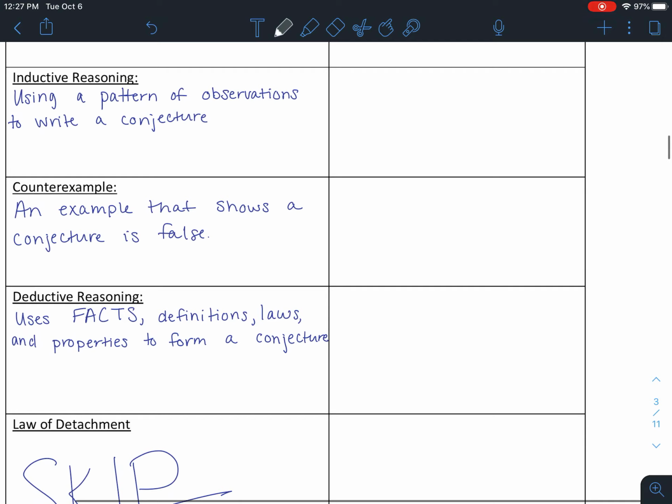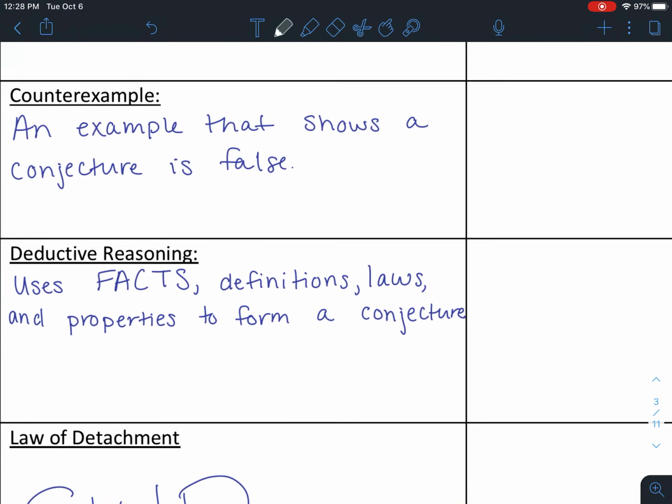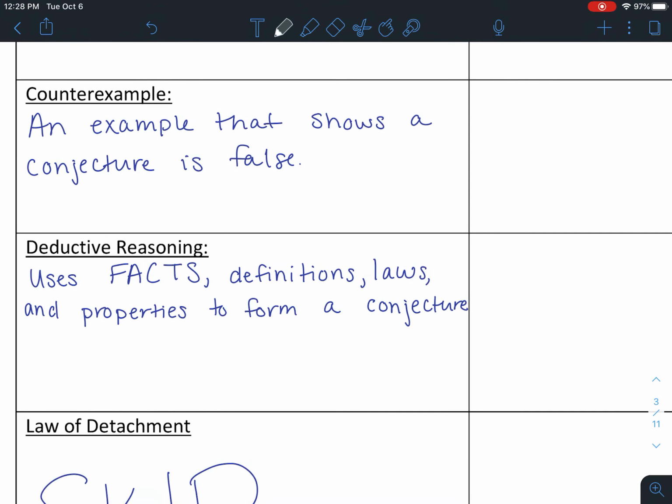Deductive reasoning is using facts, definitions, laws, and properties to form a conjecture. So for this one, a deductive reasoning would be that when I take two even numbers and add them, the sum of two even numbers will add to another even number. So I could use properties and laws and stuff like that to form that conjecture.